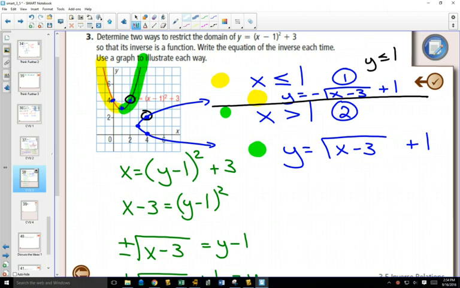For the green one, our x values were bigger than 1. If we switch x and y, that means our y values are bigger than 1. Which part of the graph does that match up with? The square root that goes up, the positive one. So that's a second way that you can see which part matches with which.